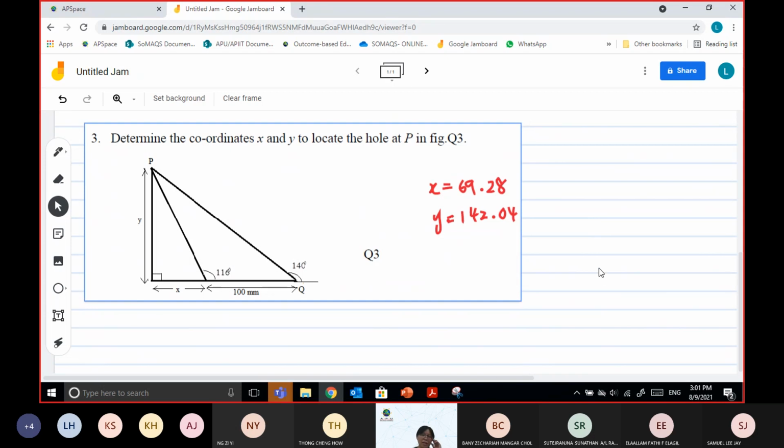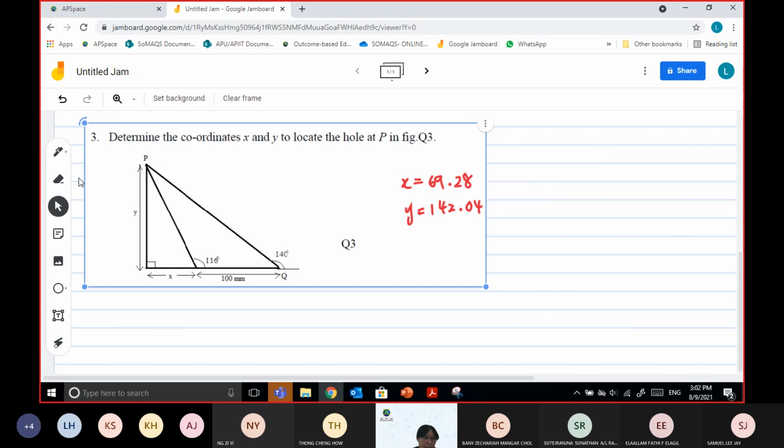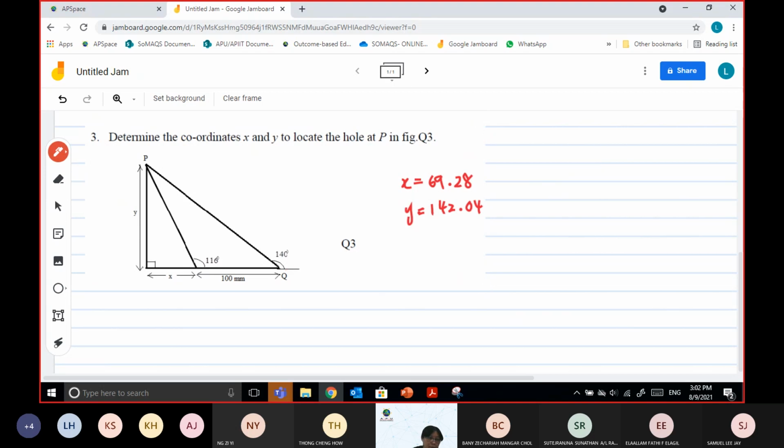Okay, so for question number 3, you need to determine the values of x and y. As given here, can you see clearly where the x and y are? This is y, this is x. You need to find x and also y. Then they give you the triangle, and you need to find the values of x and y.